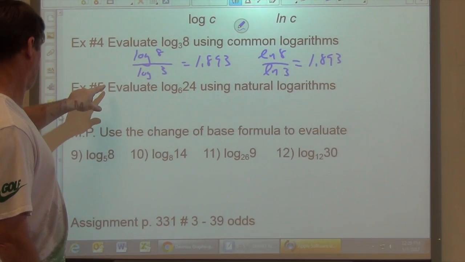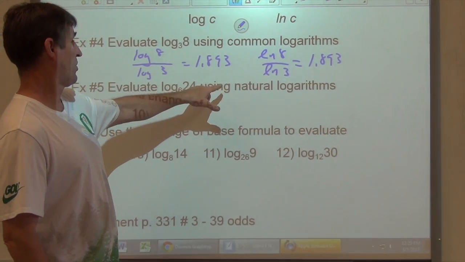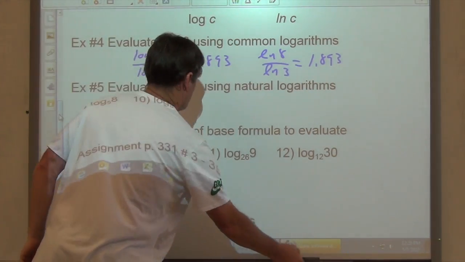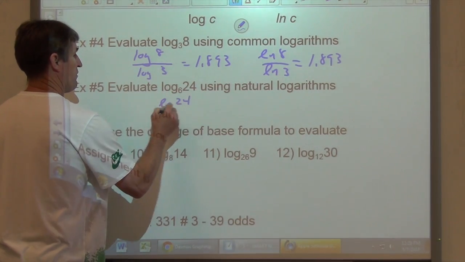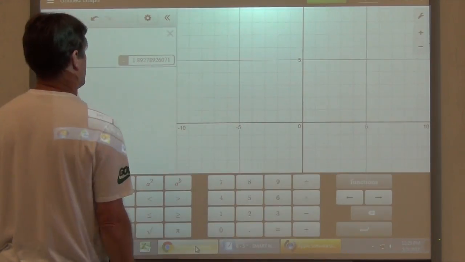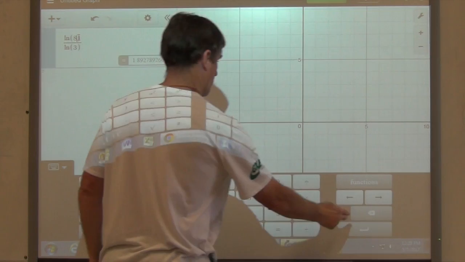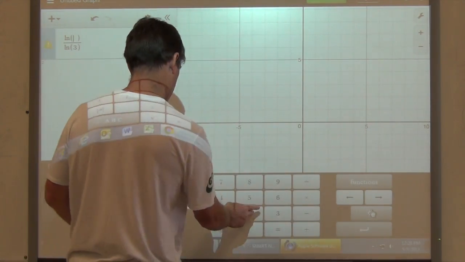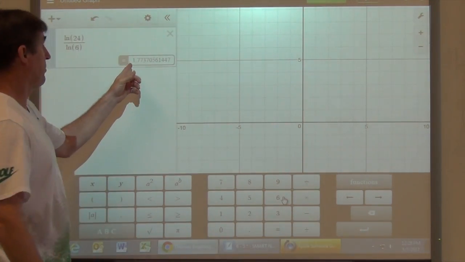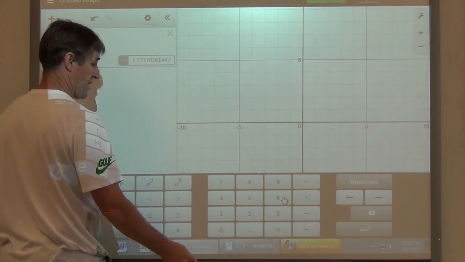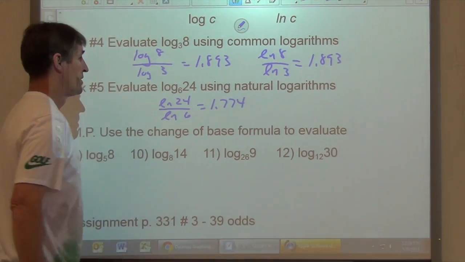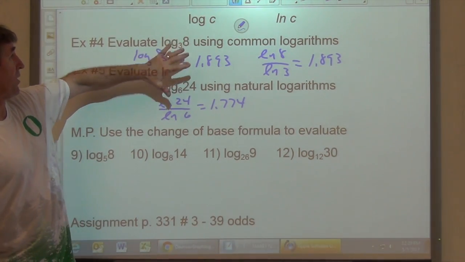So if we look at the next one, log base 6 of 24 using natural logarithms. Using natural logs, that would be ln 24 over ln 6. So if we go back to the graphing calculator, ln 24 divided by ln 6, we get 1.7737, so 1.774. So again, it's pretty easy to do either one of these.